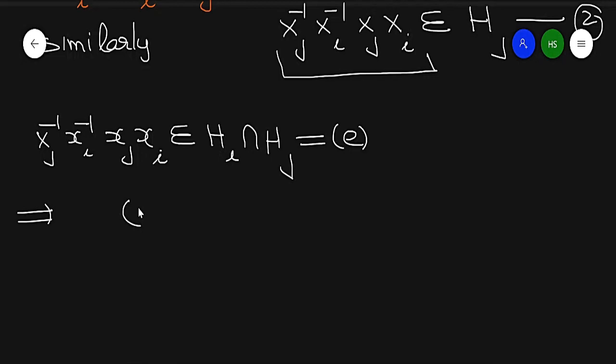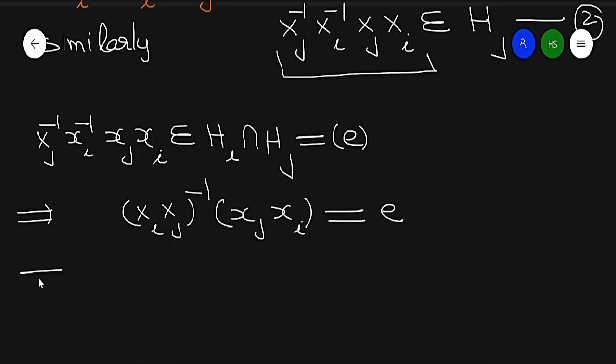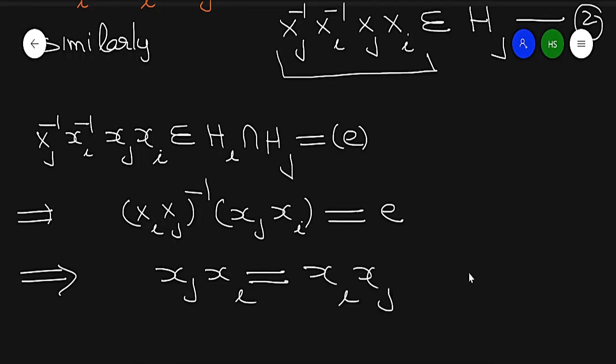So this is Xi Xj inverse, this is the first element, and the second element is Xj Xi. So this is equal to the identity. It implies Xj Xi equals Xi Xj, where Xi belongs to Hi, Xj belongs to Hj, and i is not equal to j. So it satisfies the second property of the product.